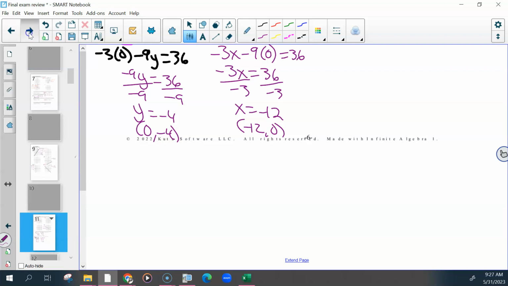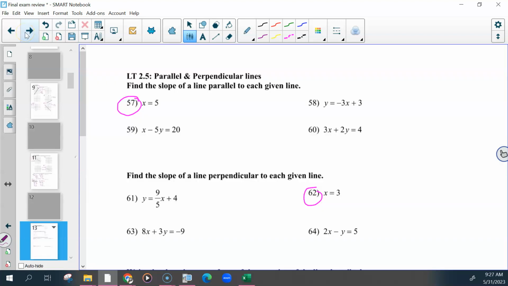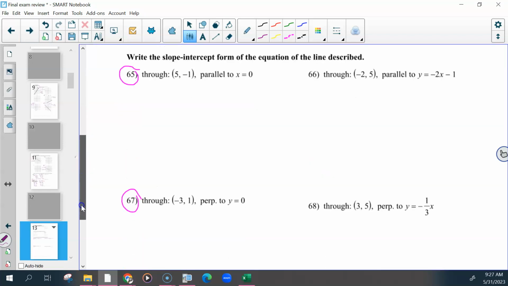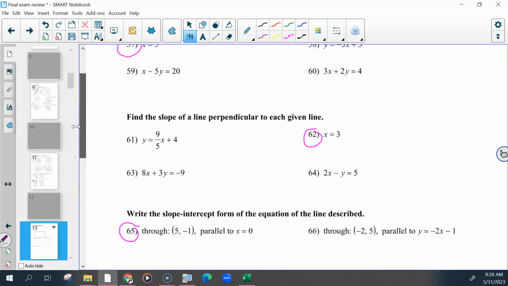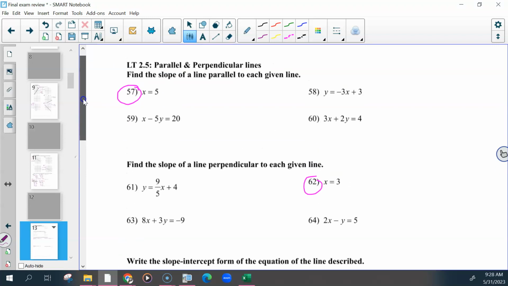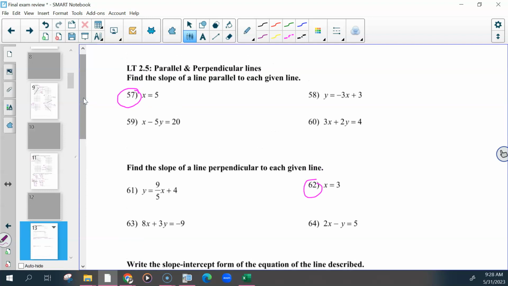So we are now in marking period 2. Second part of this is parallel and perpendicular lines, which again should be familiar because we just reviewed these. Which of these do you want to go over and review? We said 59 and 58.